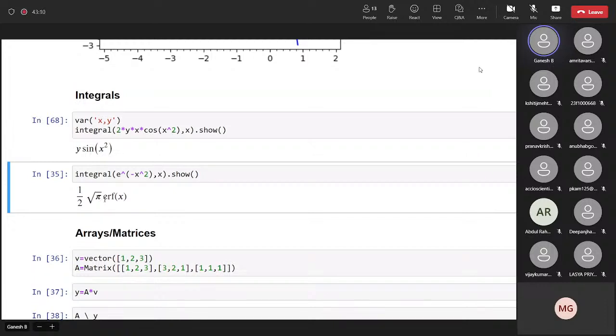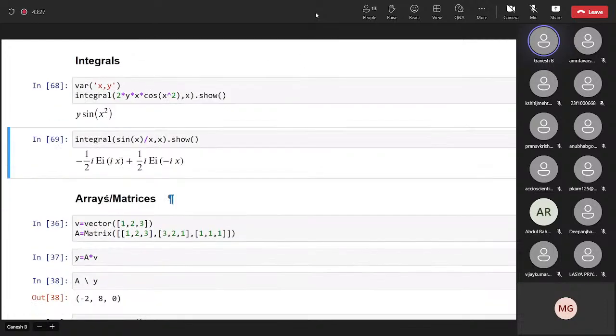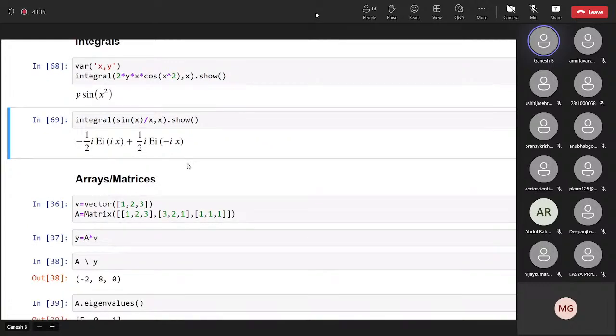It is aware of all these non-integrable things, and again, if you want, I can show another function: sine of x by x. I'm pretty sure that's non-elementary as well. Yeah, it gives your output as a logarithmic integral. So it's non-elementary, and you can also define it to be Si of x, but it shows you an output in terms of Ei, the logarithmic integral.